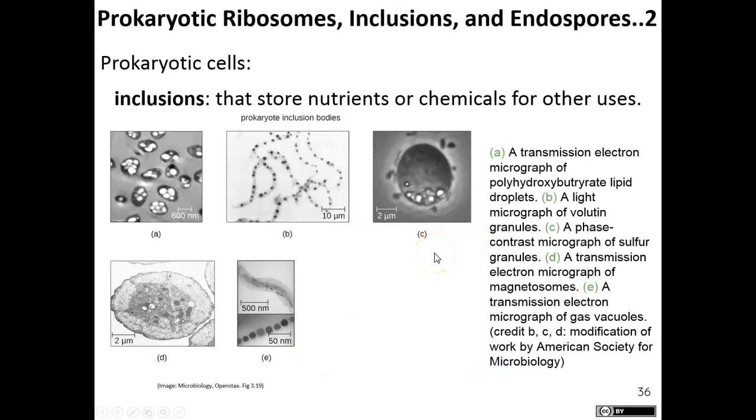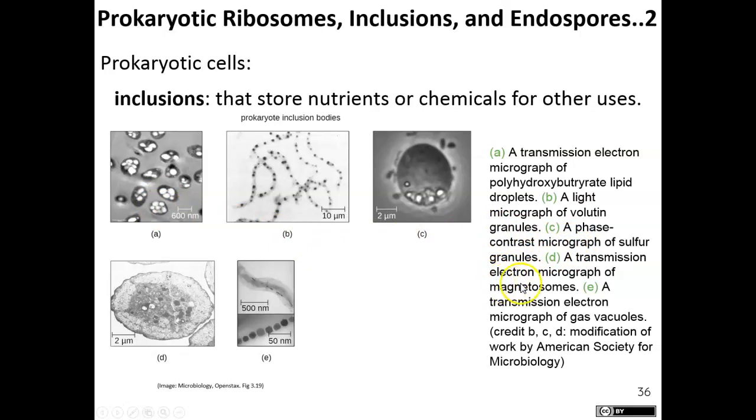Prokaryotic cells also have inclusions. Inclusions are storage compartments for nutrients or chemicals. They can store gases. They can also store waste products. And so over here you can see different substances being stored: polyhydroxybutyrate, lipid droplets, and inclusion bodies.